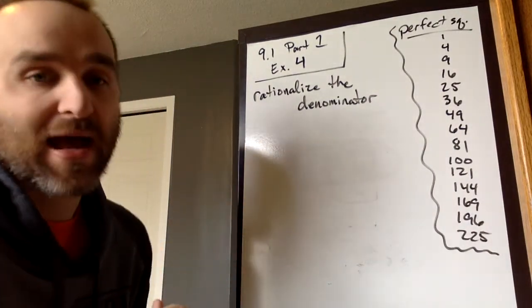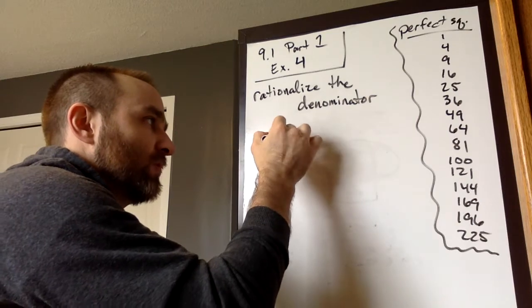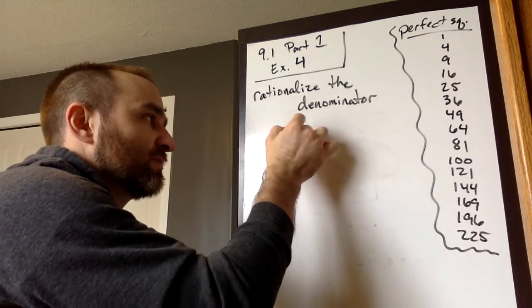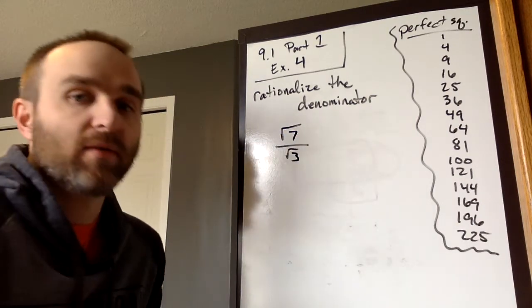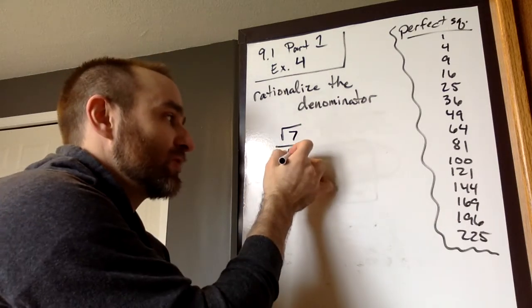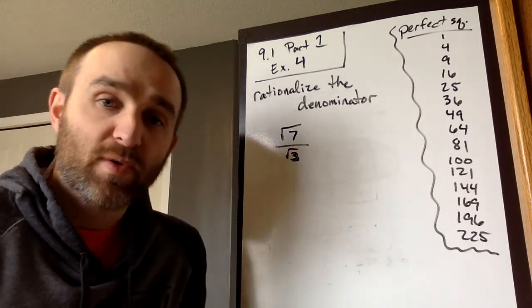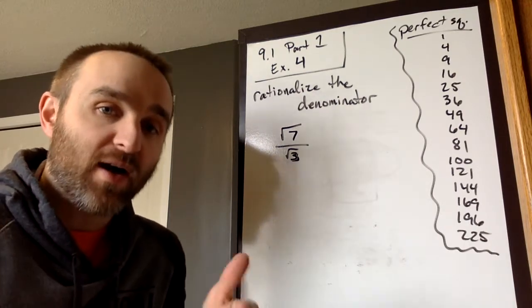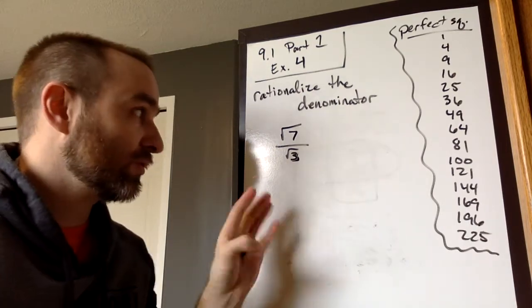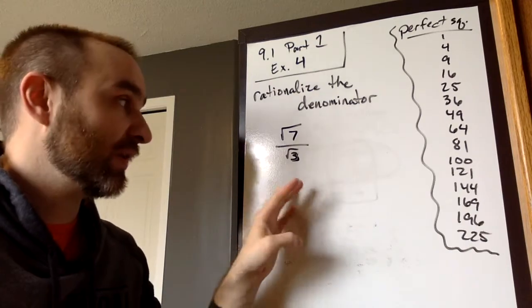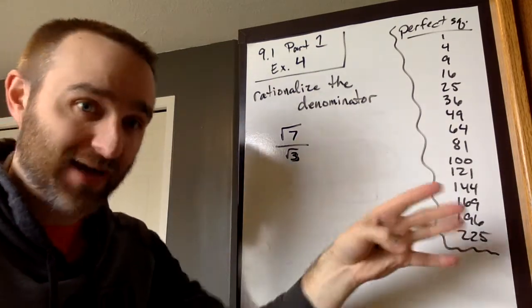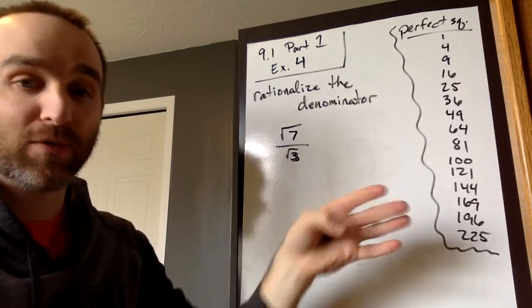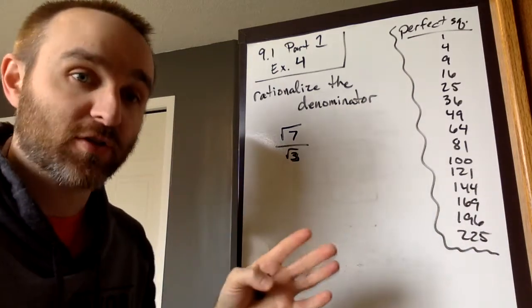Let's say that we have the square root of 7 over the square root of 3. Okay, we can't take the square root of 3. It's not a perfect square. So what we have to do is rationalize it. What we mean by rationalize is we need to get rid of that square root sign, because the square root, if we type that in the calculator, it's going to be irrational. It's going to go on and on forever and ever, not ending, not repeating. So we got to make it rational.